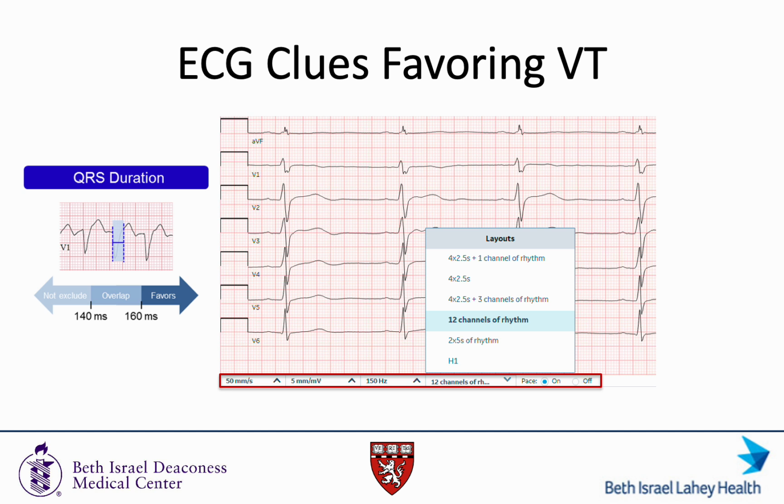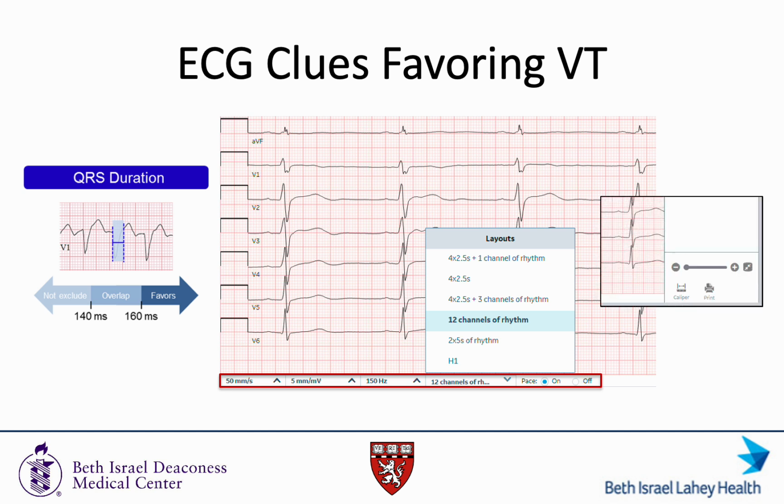You can also change the height of each individual QRS complex, as well as the paper speed, down here in the bottom left, to make it easier to accurately measure QRS duration. And the QRS duration should be measured from the earliest onset of the QRS in any lead to the latest offset of the QRS, and that may occur in a different lead. That's where the caliper function in Muse comes in handy, in addition to looking at 12 simultaneous leads.